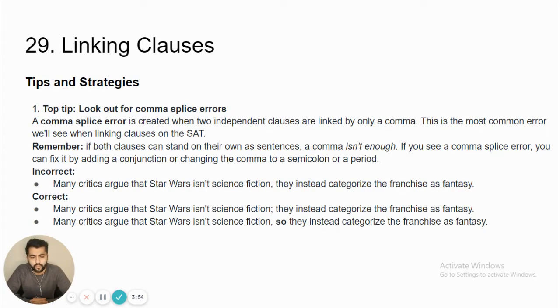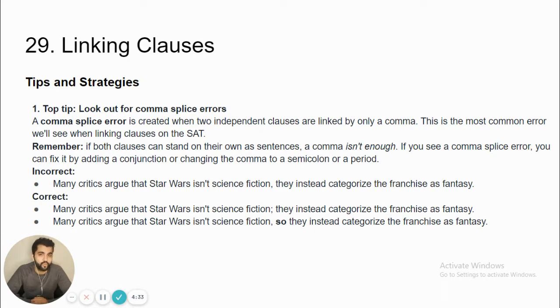Number one, look out for comma splice errors. A comma splice error is created when two independent clauses are linked by only a comma. This is the most common error we'll see when linking clauses on the SAT. Remember, if both clauses can stand on their own as sentences, a comma isn't enough. If you see a comma splice error, you can fix it by adding a conjunction like one of the FANBOYS or changing the comma into a semicolon or a period. Okay, so: many critics argue that Star Wars isn't science fiction, comma, they instead categorize the franchise as fantasy.